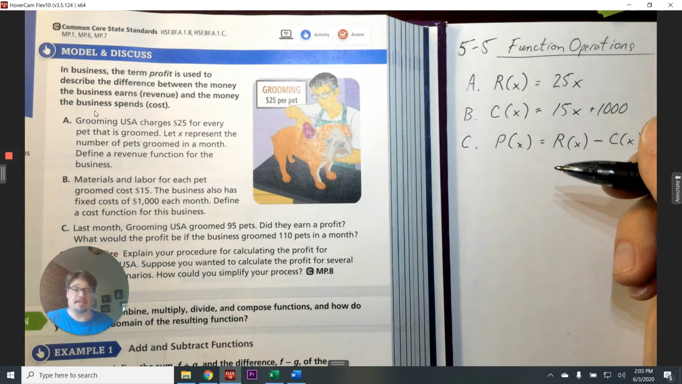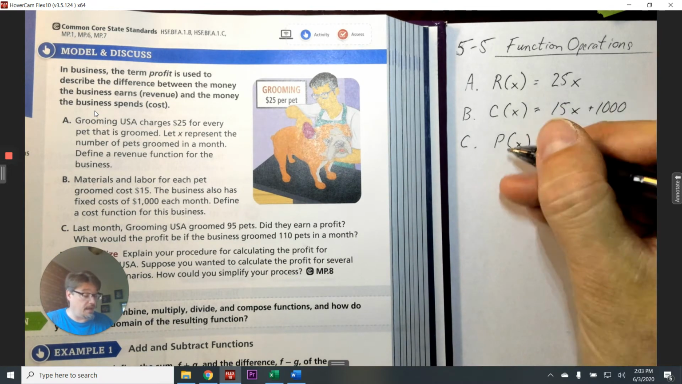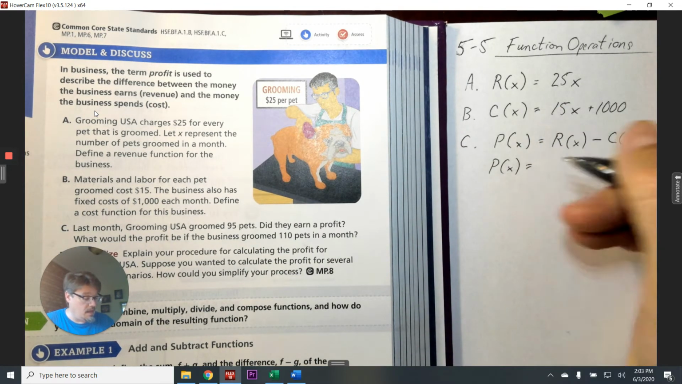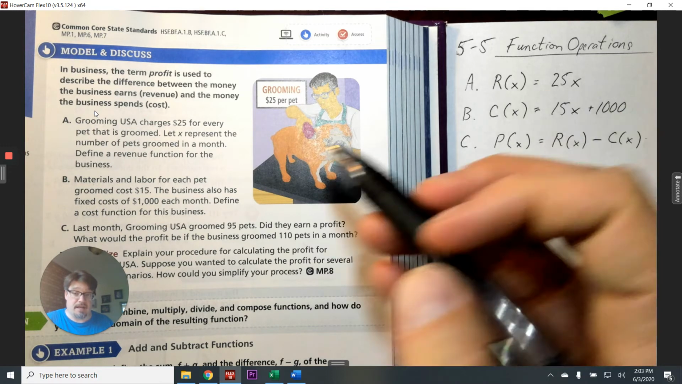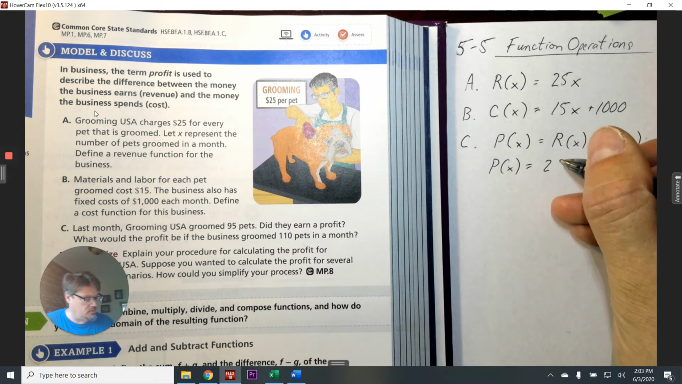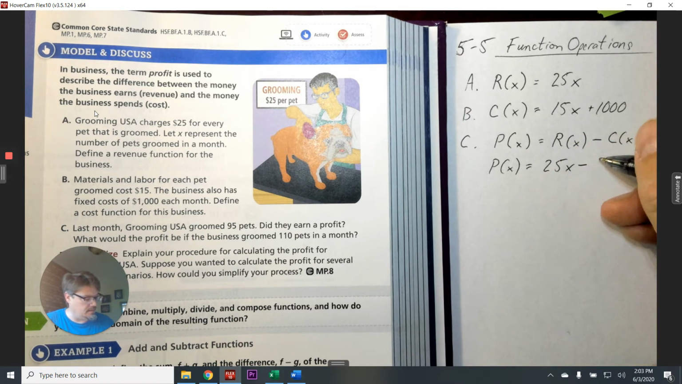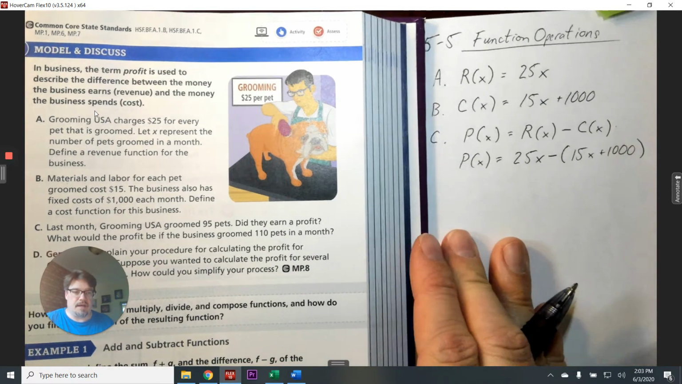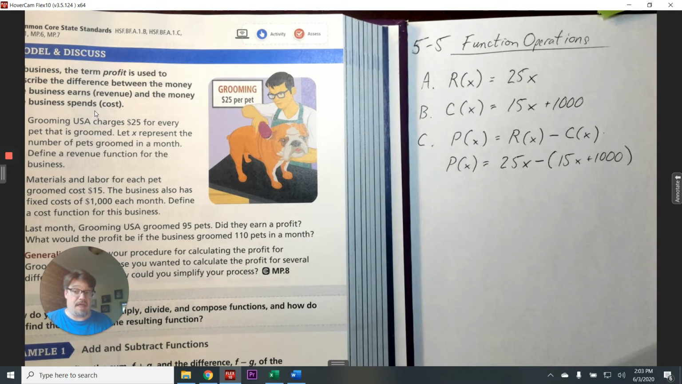Now what I can do is simplify this algebraically and say that P of X, okay, actually, instead of plugging 95 into each one of these, why don't I just figure out what R of X minus C of X actually is? So let's look at this. 25x minus parentheses 15x plus 1,000. All right, now notice I did put that in parentheses because that $1,000 is a cost that needs to be subtracted.